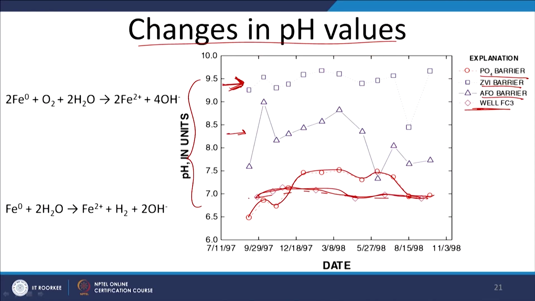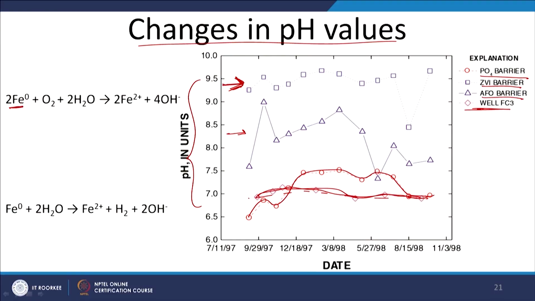Again, keep in mind that for zero valent iron, what is the process involved? We have a reducing agent, Fe0, zero valent iron. So if any oxygen is present in the groundwater, as can be, oxygen is going to be reduced and you are going to have Fe2 plus and OH minus released. Obviously, when you have OH minus being released, you observe an increase in pH.